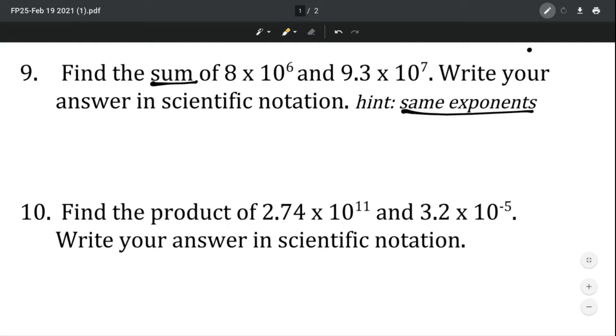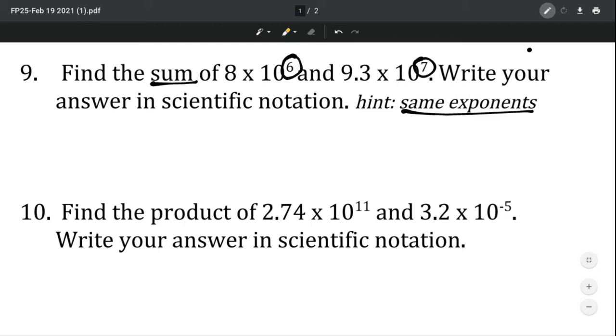So what does that mean? Same exponents. Andrew, are you on here? Crickets. Okay. So when we're adding in scientific notation, our exponents need to be the same.